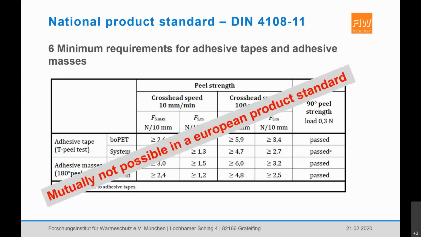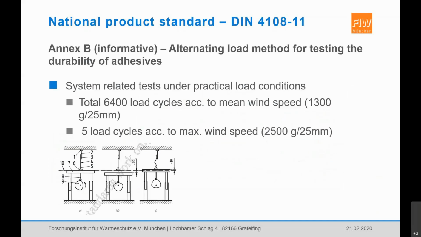As I explained before, this will not be possible in a European product standard, so this will be allocated to relevant national application standards. One thing that is also included is in Annex B. It's an informative part of the standard, an alternating load method. This shall simulate the stress by alternating loads acting upon adhesive joints, which results from exposing the airtight layer to periodic differential pressures as they may occur from wind loads on the building.